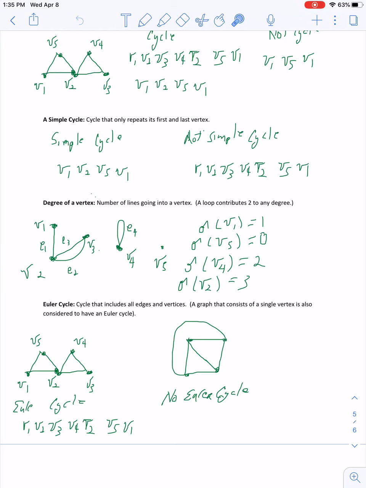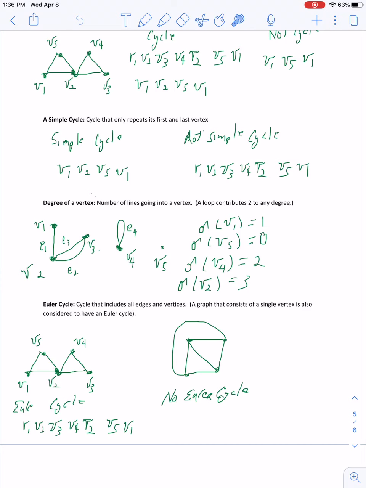So if you'd like an example of a simple cycle, let's look at this graph right here. And here's the simple cycle. V1 goes to V2, goes to V5, back to V1. So the point is, I repeat V1, the beginning and the end, but I don't repeat any vertices in between there. That's the example of a simple cycle.